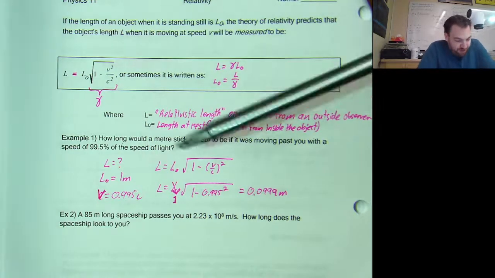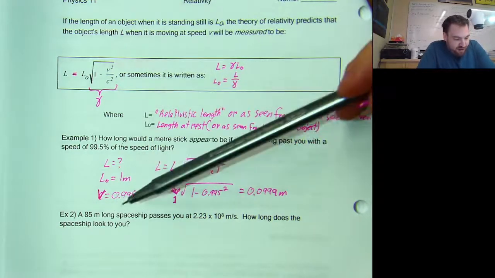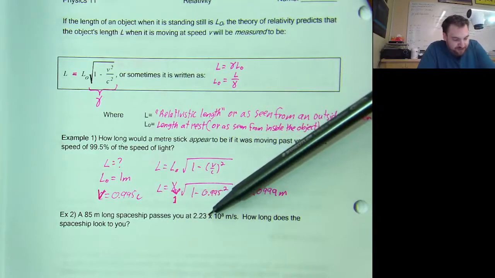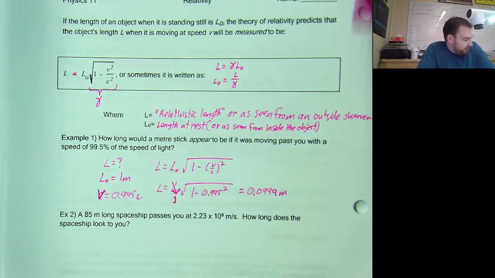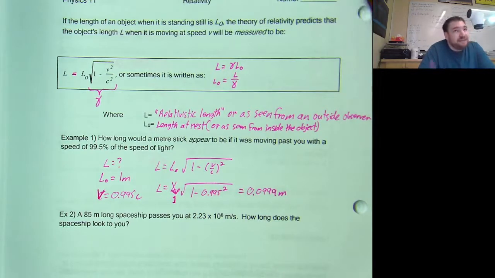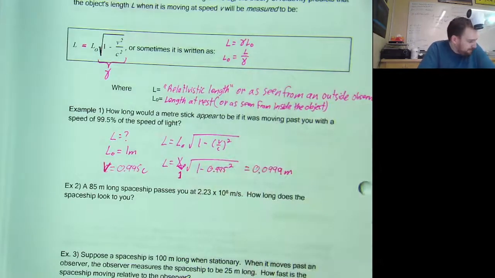Okay, so an 85 meter long spaceship passes you at 2.23 times 10 to the 8 meters per second. How long does it look to you? Go. This is an application of the exact same question. What do you get?